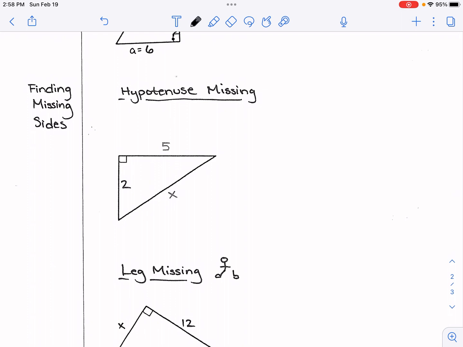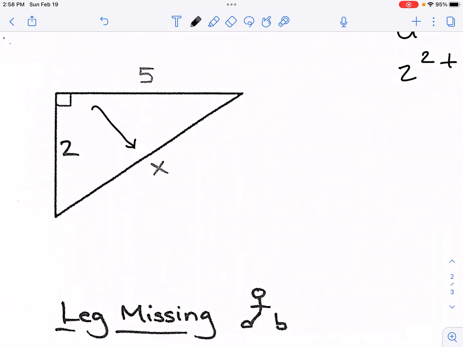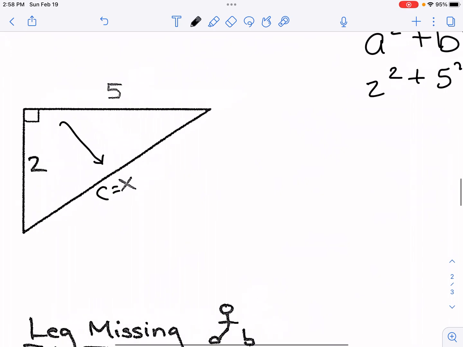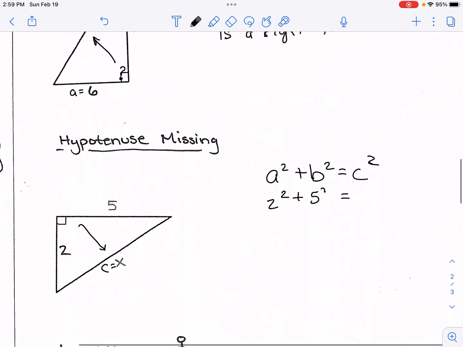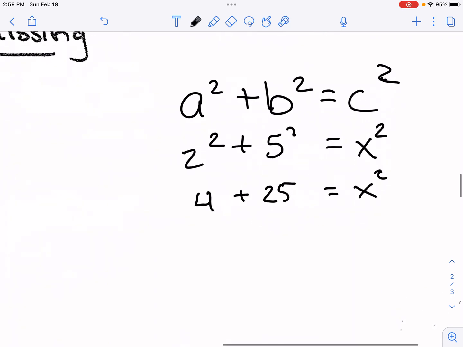So let's go and plug this into the Pythagorean theorem. So a squared plus b squared is equal to c squared. So this is going to be 2 squared plus 5 squared. And this, again, is opposite the right angle. We're going to say that this is equal to c. We can put c squared, or I'll just keep it as x squared. So for this, we have 4 plus 25 equals x squared. We're going to simplify the right side, which is 29.